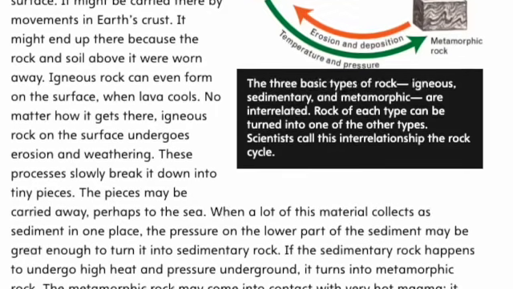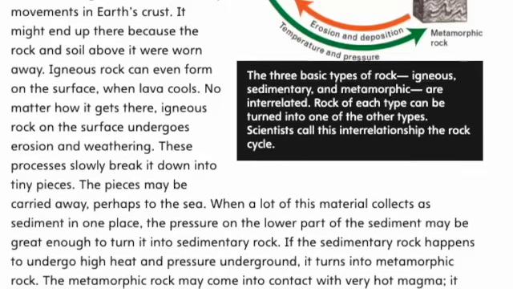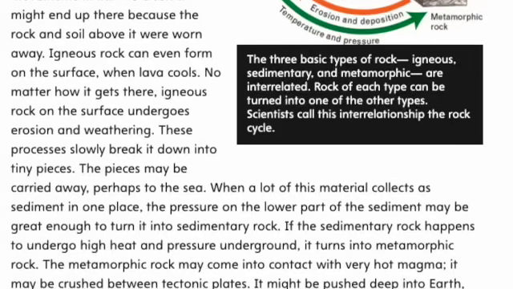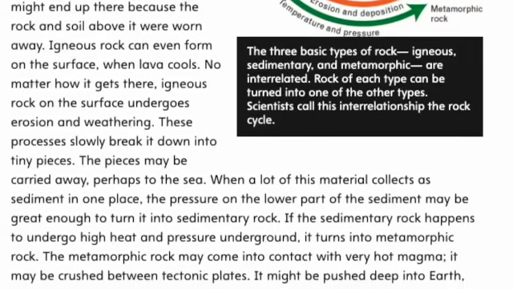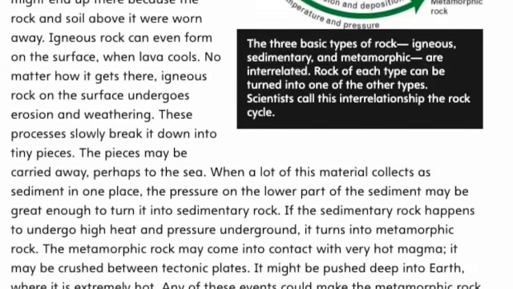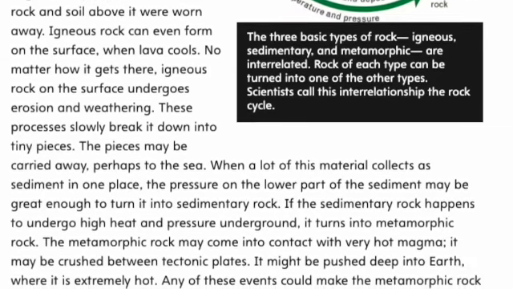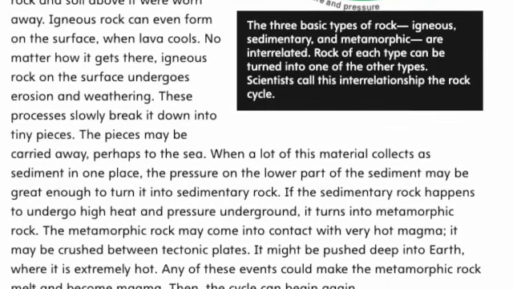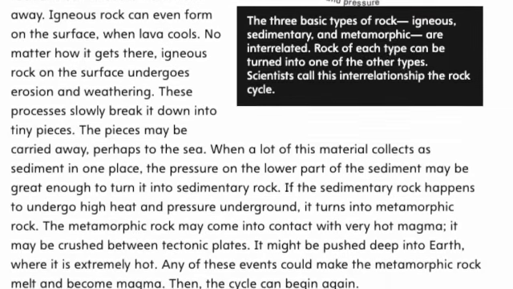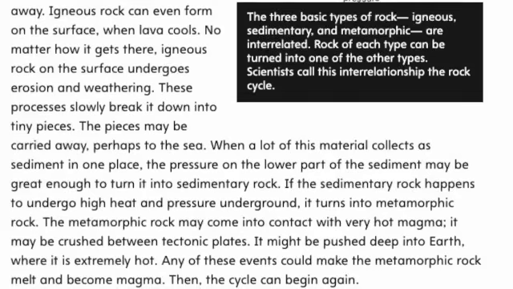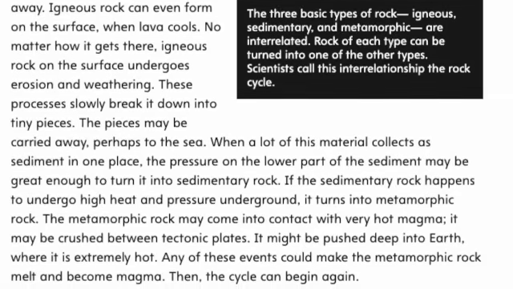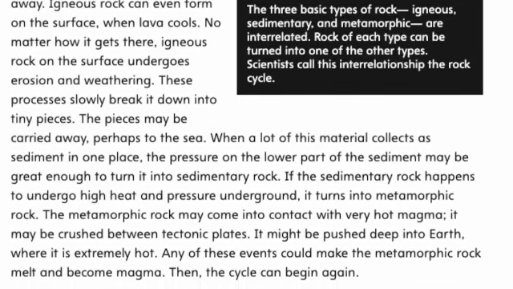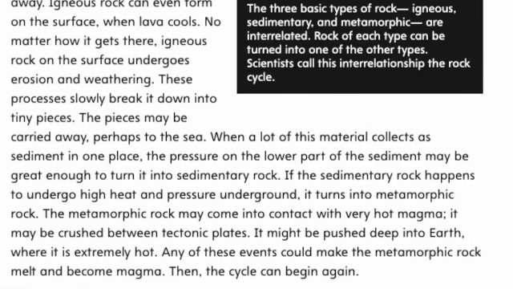The metamorphic rock may come into contact with very hot magma. It may be crushed between tectonic plates. It might be pushed deep into Earth where it is extremely hot. Any of these events could make the metamorphic rock melt and become magma. Then the cycle can begin again. The three basic types of rock, igneous, sedimentary, and metamorphic, are interrelated. Rock of each type can be turned into one of the other types. Scientists call this interrelationship the rock cycle.